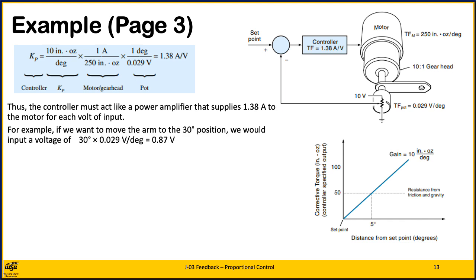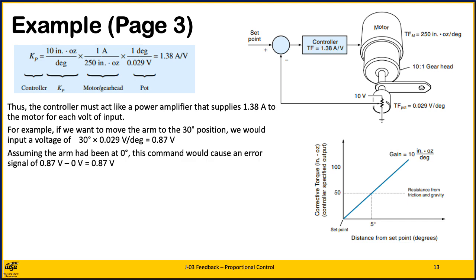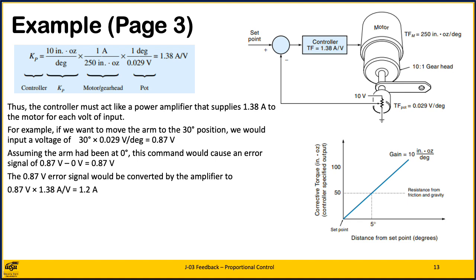For example, if we want to move the arm to the 30 degree position, we would input a voltage of 30 degrees times 0.029 volts per degree, which is 0.87 volts. Assuming the arm had been at 0 degrees, this command would cause an error signal of 0.87 volts minus 0 volts, which is equal to 0.87 volts. The 0.87 volt error signal would be converted by the amplifier to 1.2 amps.